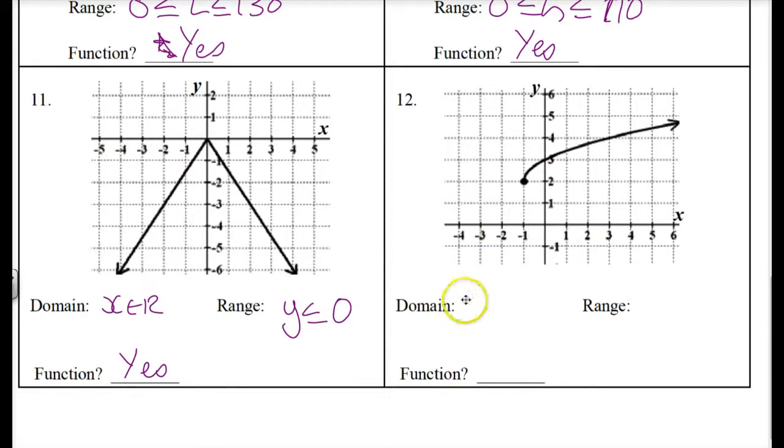Domain, this starts at -1, so x is greater than or equal to -1. If this were an open circle, then it would be greater than -1. Range starts at 2 and goes up, so y is greater than or equal to 2. And again, if that were an open circle, this would be strictly greater than, and this is a function.